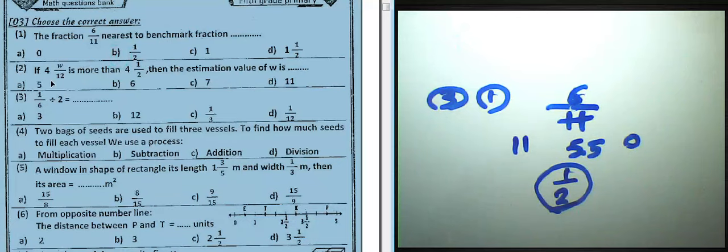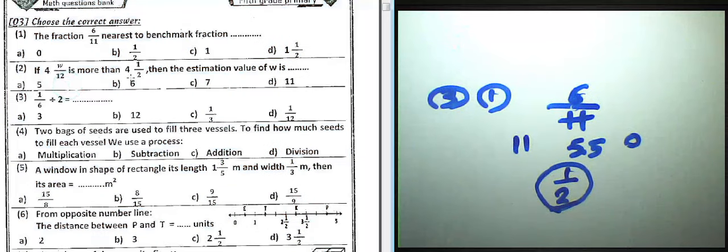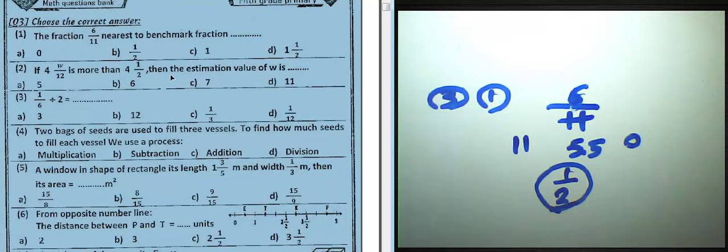Okay, question number 2. If 4 and W over 12 is more than 4.5, then the estimation value of W is blank. He asked about what? Estimation, half. Ask yourself, half of 12 here equals what? 6. So he asked about more than. It is more than half, more than 6. What? 7. We must choose 7 here.